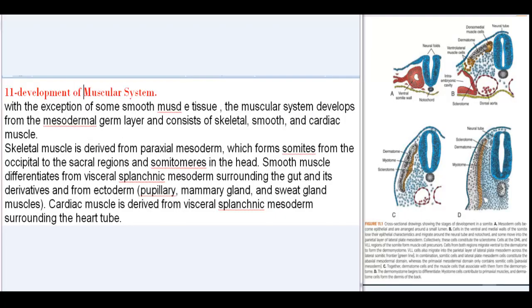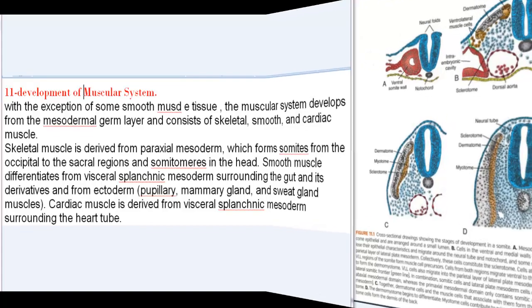11. Muscular system. With the exception of some smooth muscle tissue, the muscular system develops from the mesodermal germ layer and consists of skeletal, smooth, and cardiac muscle. Skeletal muscle is derived from paraxial mesoderm, which forms somites from the occipital to the sacral regions and somitomeres in the head. Smooth muscle differentiates from visceral splanchnic mesoderm surrounding the gut and its derivatives and from ectoderm (pupillary, mammary gland, and sweat gland muscles). Cardiac muscle is derived from visceral splanchnic mesoderm surrounding the heart tube.